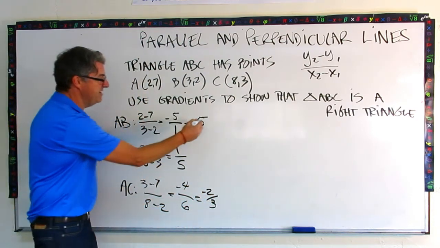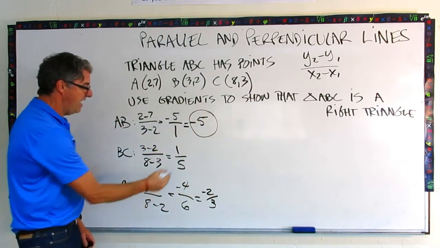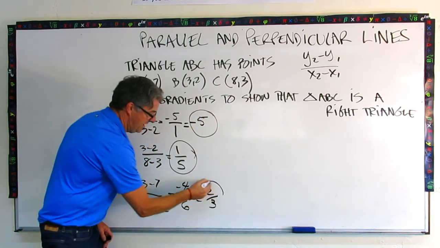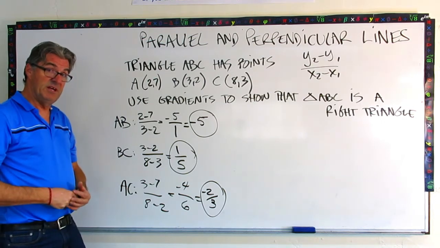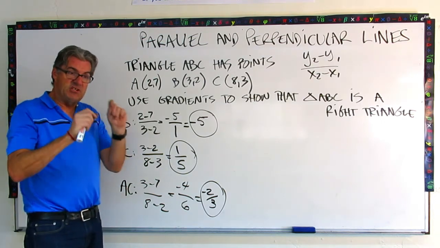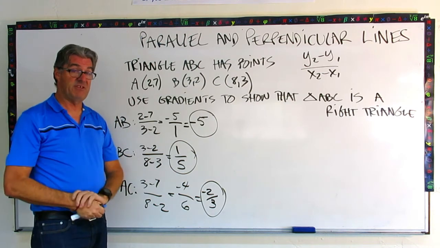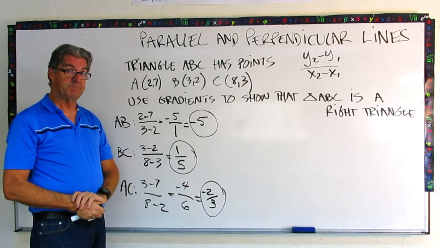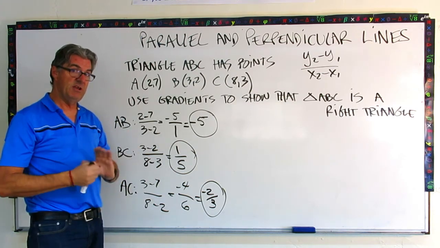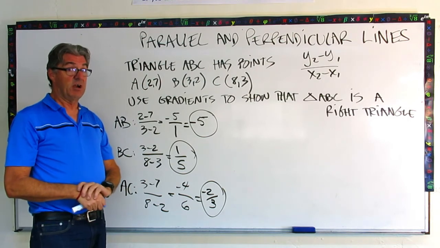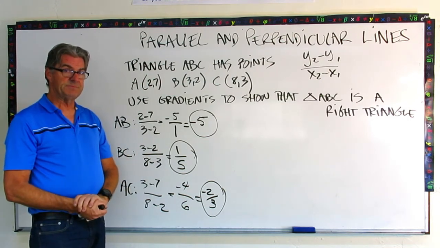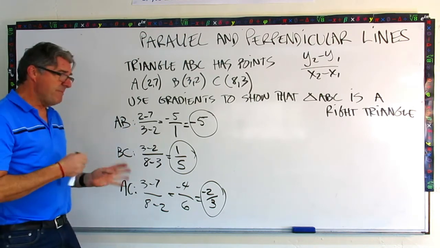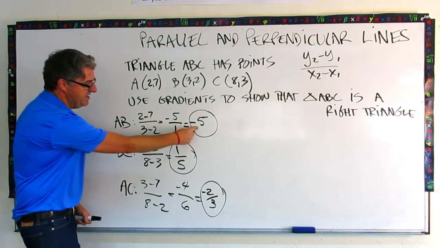Okay, so I have 3 slopes. Negative 5, 1/5, and negative 2/3. So now look at those 3 slopes and see if any 2 of those are related by the negative reciprocal. And if you haven't got it yet, I'll give you a hint. Yeah, it's there. 2 of those slopes are related by the negative reciprocal. Okay, check it out. It might be hard to see, but it's these 2.